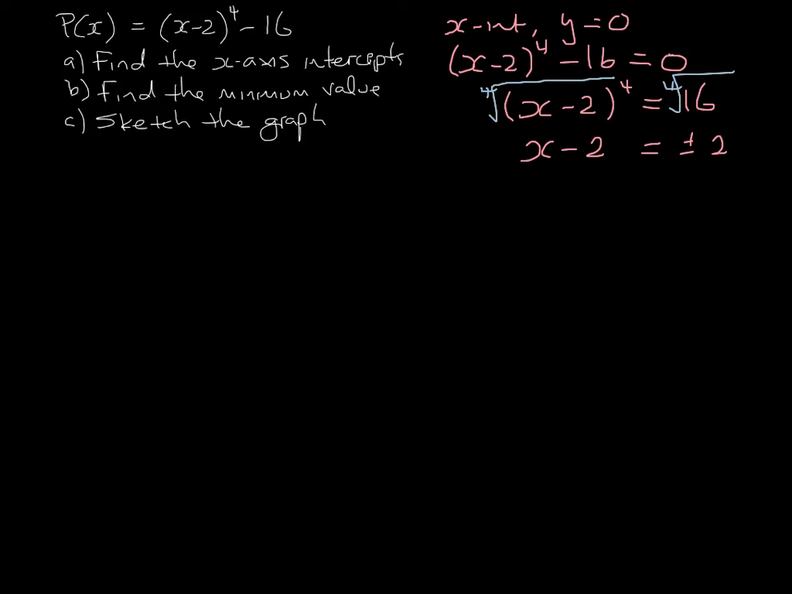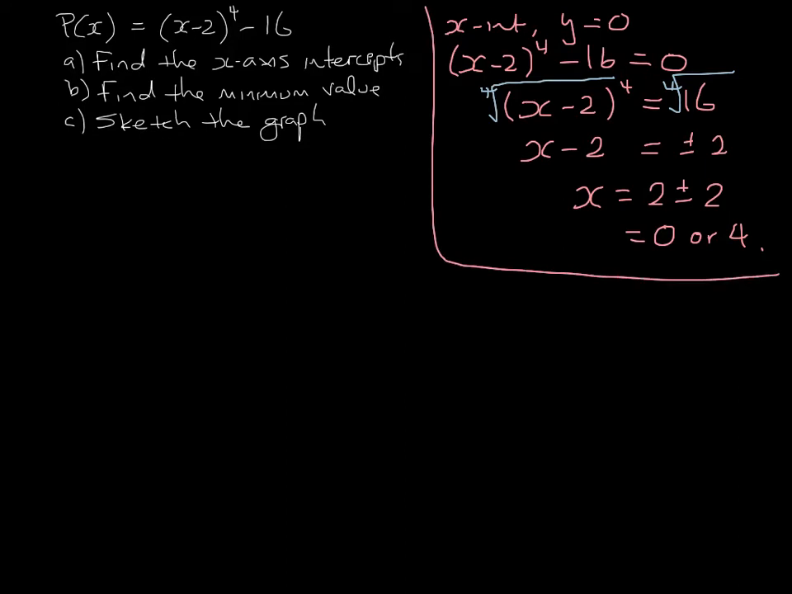Then the next step is to add 2 to both sides, which will give us x is equal to 2 plus or minus 2, which gives us x equals 0 or 4 as the 2 x-intercepts. Okay, so that's the first part of that answer. That's A.